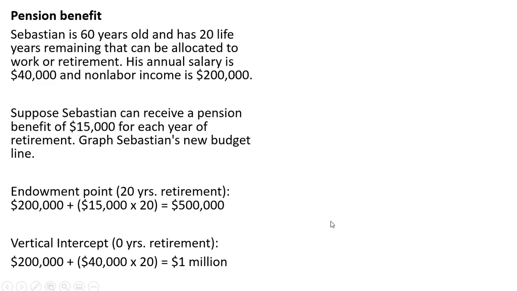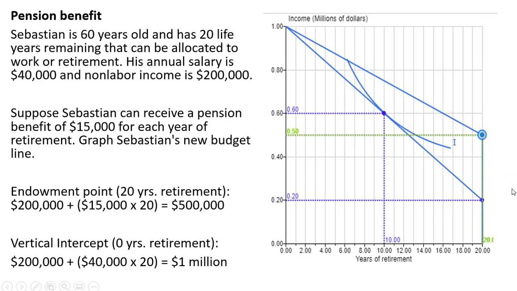Let's take a look at the graph. Okay, so the new budget line here, I'm going to outline it with my mouse. Here we see our new endowment point here at $500,000. And then the budget line will then touch the vertical axis at the same $1 million as the old budget line. So the pension benefit causes the budget line to shift outwards but flatten out a little bit.